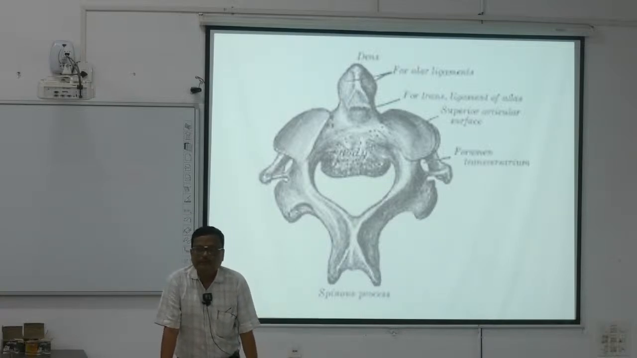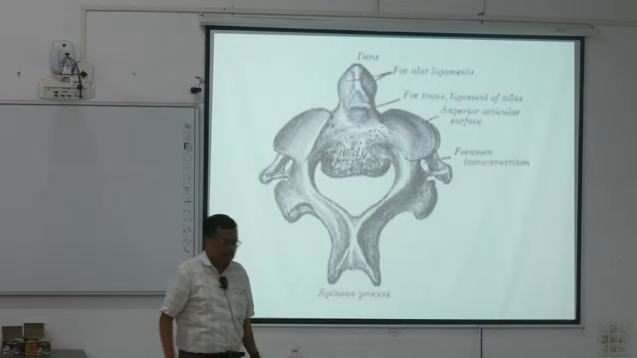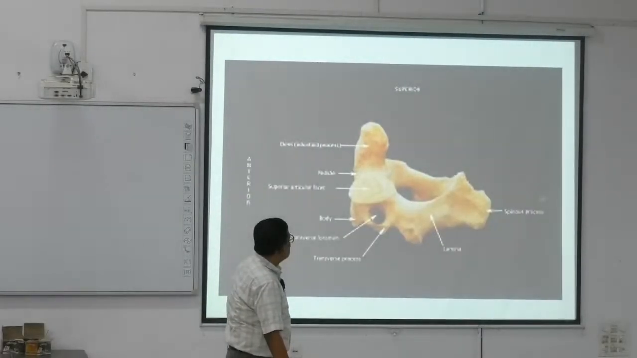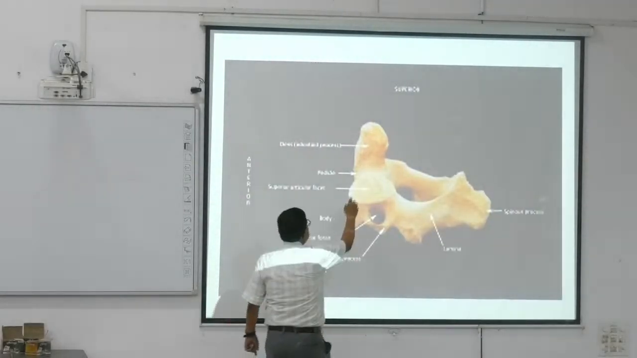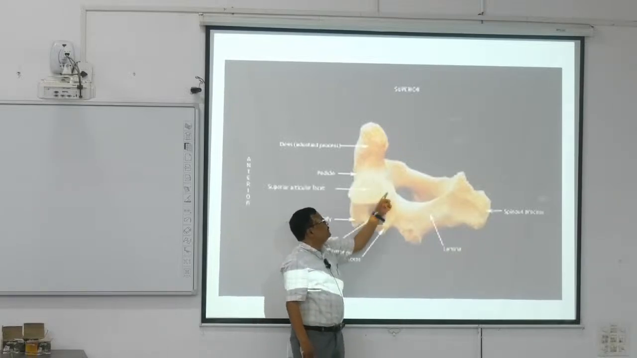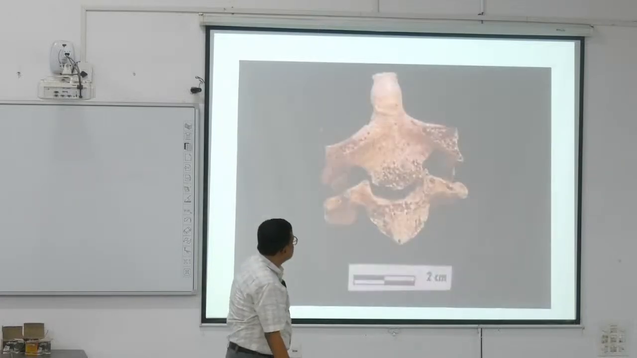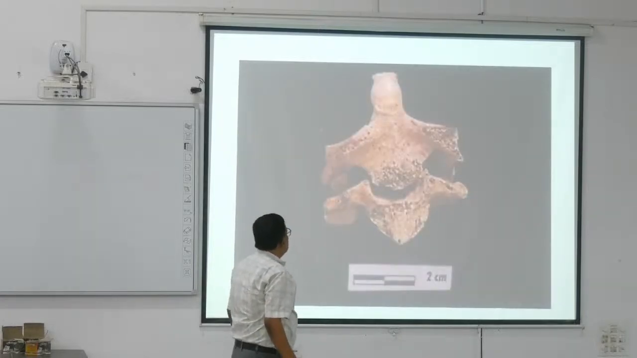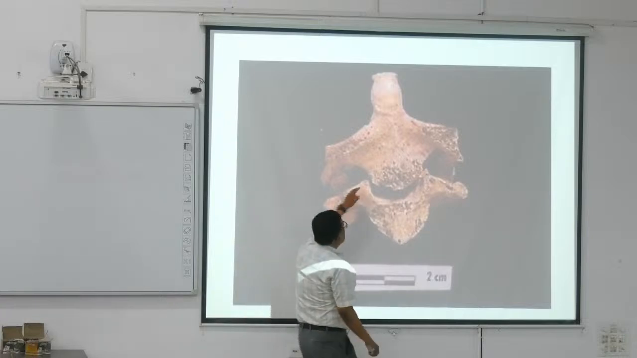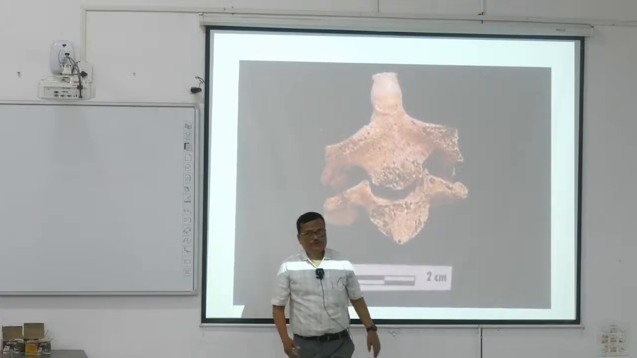As the Latin name of the tooth is denta, so we call it dens or odontoid process, same meaning. So this is the dens or odontoid process. And this is the superior articular surface of the axis vertebra or the second cervical vertebra. And the axis vertebra also joins with the third cervical vertebra by this inferior articular process.